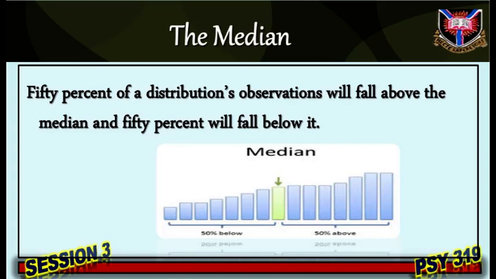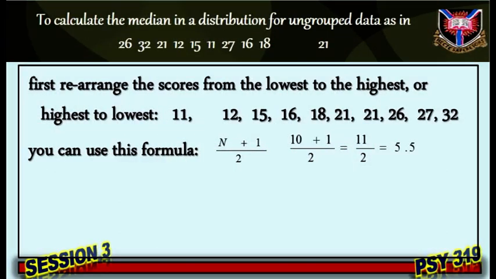To calculate the median in a distribution for ungrouped data, as in the case of this 10-score data. Example 2. Consider the following data and calculate the median score for the distribution: 26, 32, 21, 12, 15, 11, 27, 16, 18, 21. You need to first rearrange these scores from the lowest to the highest as follows: 11, 12, 15, 16, 18, 21, 21, 26, 27, 32.